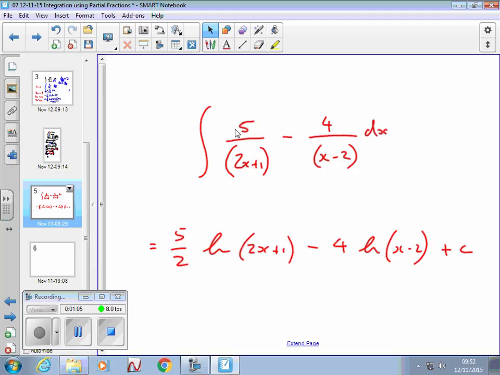So if I have 2 terms to integrate, remember when we integrate, just like differentiate, we just integrate each one separately. I can write down the answer to that integral.